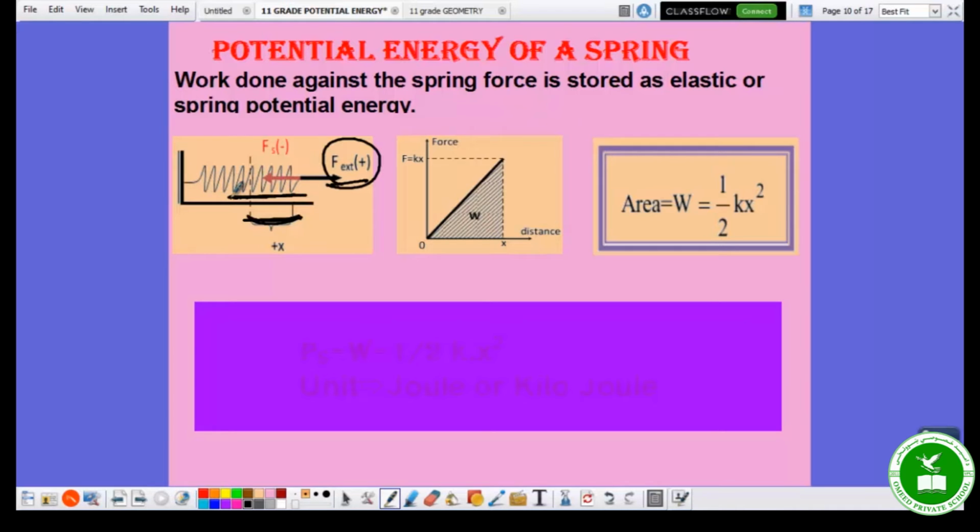Now, how do we calculate this potential energy in the spring? We just use one simple formula. This formula is used to calculate the potential energy of a spring. What is potential energy of a spring? Potential energy of a spring is the work done on the spring. That work done will be stored as potential energy.